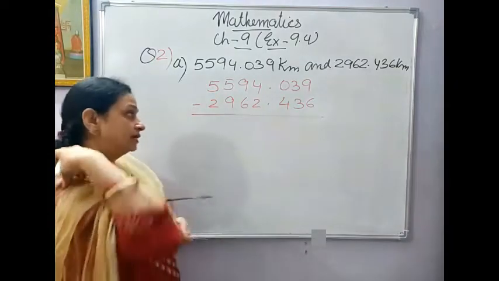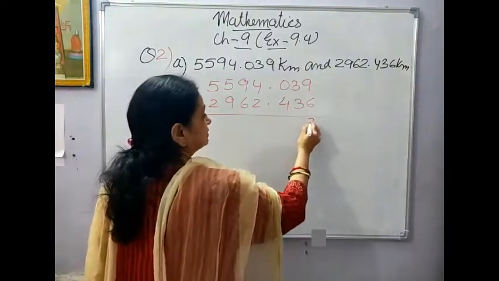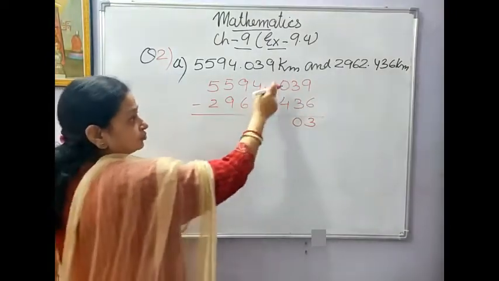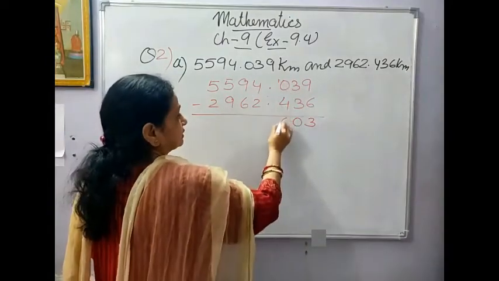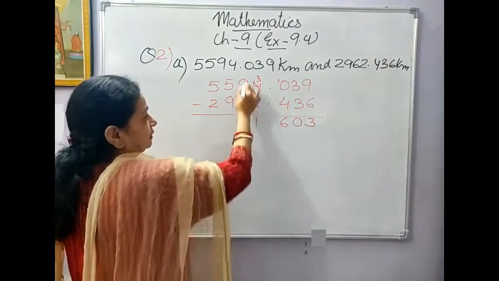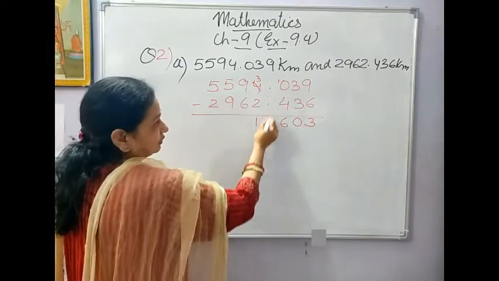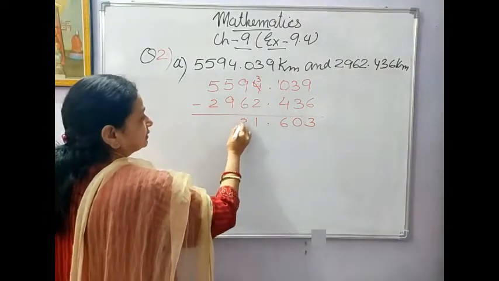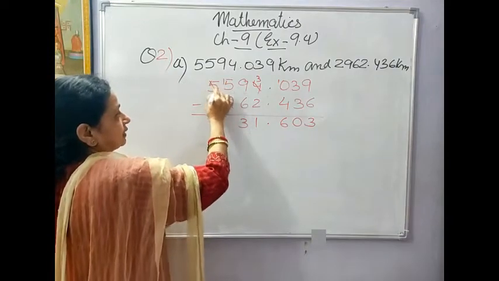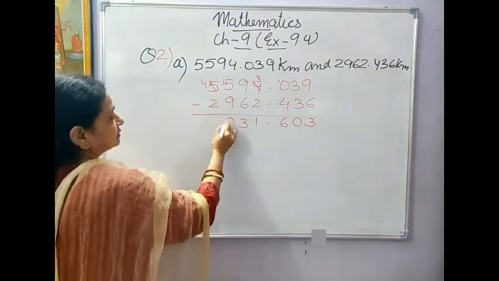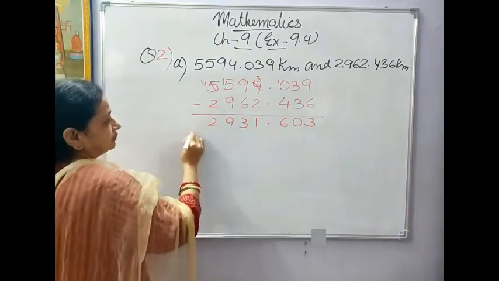Okay, now subtract. 9 minus 6 is 3. 3 minus 3 is 0. Now you cannot subtract, so you will borrow. 10 minus 4 is 6. Here it will remain 3. 3 minus 2 is 1. 9 minus 3 is 6, put the decimal over here, below the decimal. You cannot subtract. 15 minus 9 is 6. 4 minus 2 is.